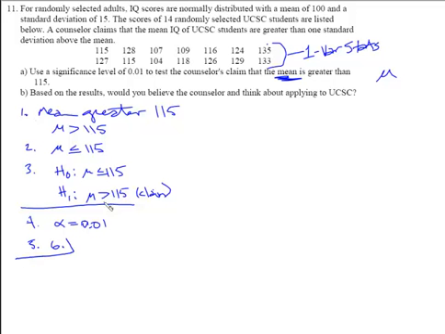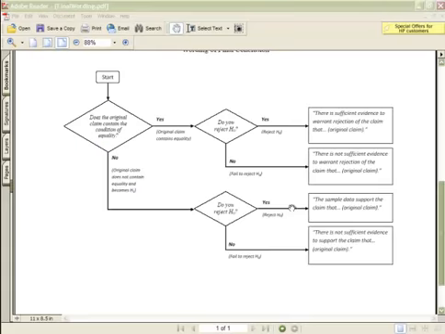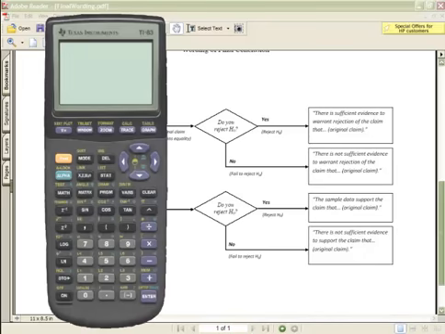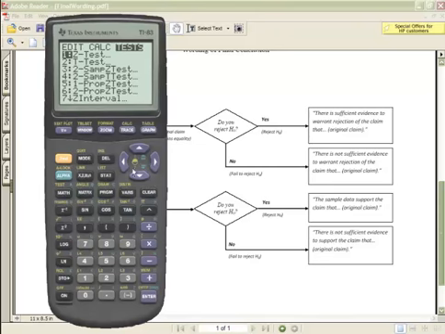And by the way, we know sigma is known. So in this particular case, we're going to use the z-test. Normally we would use a t-test if sigma wasn't known, but here we'll use the z-test. And like I said, I'm just going to go straight to the calculator and have the calculator do all my work for me, including finding all the statistics.